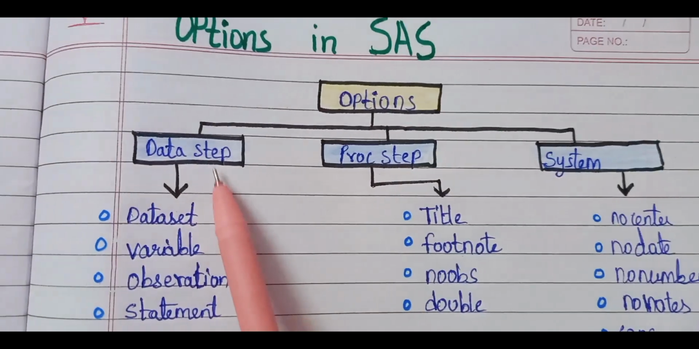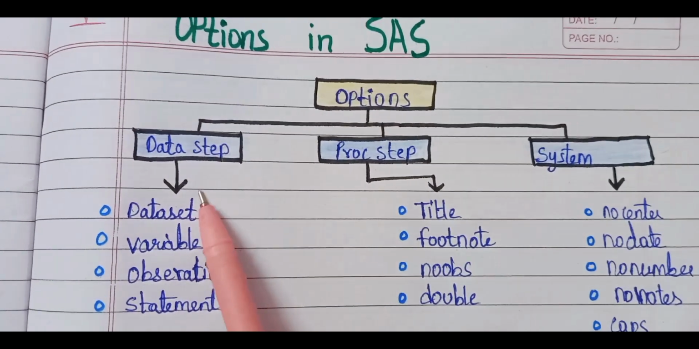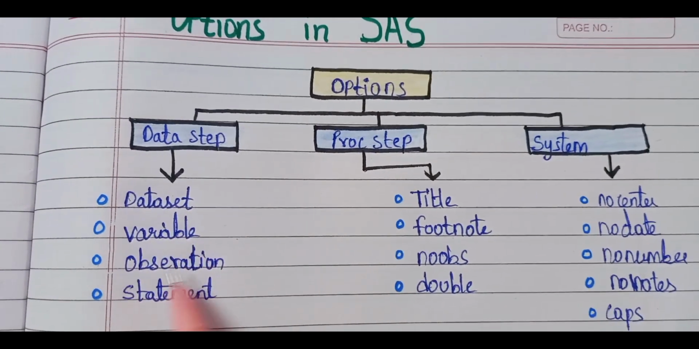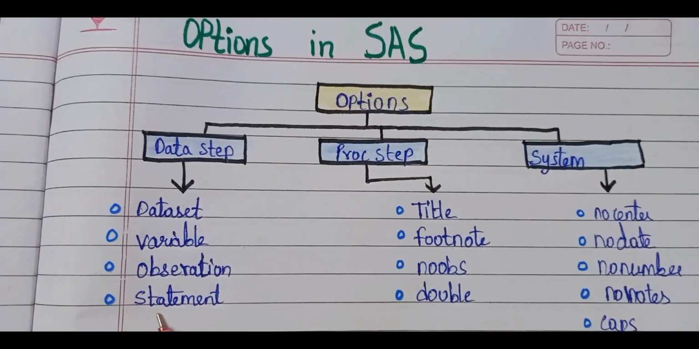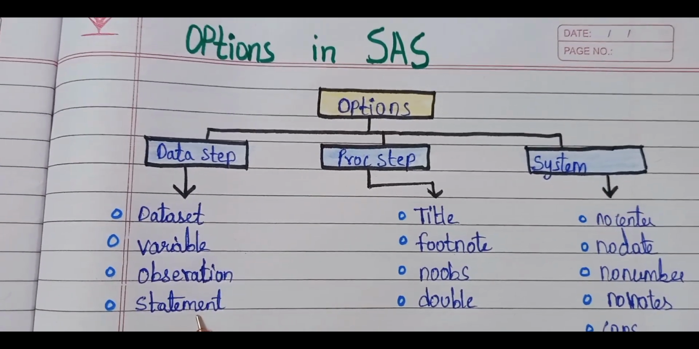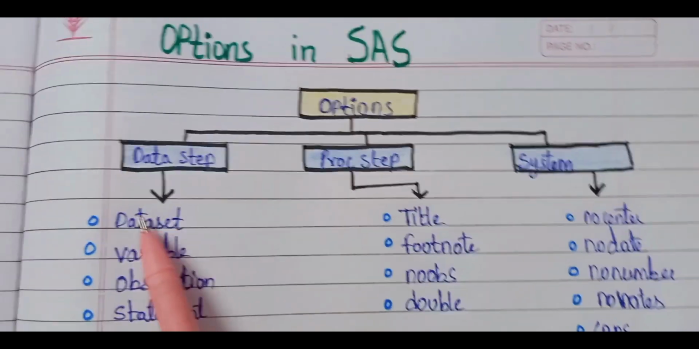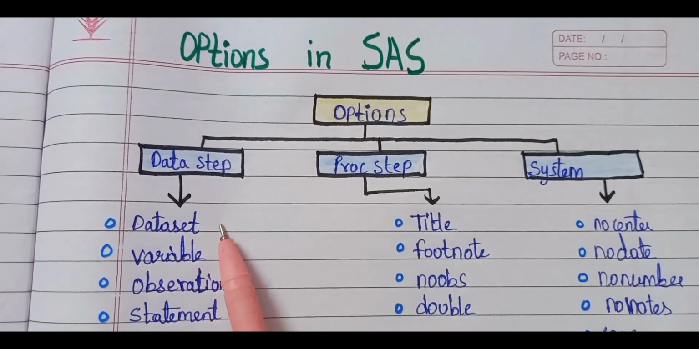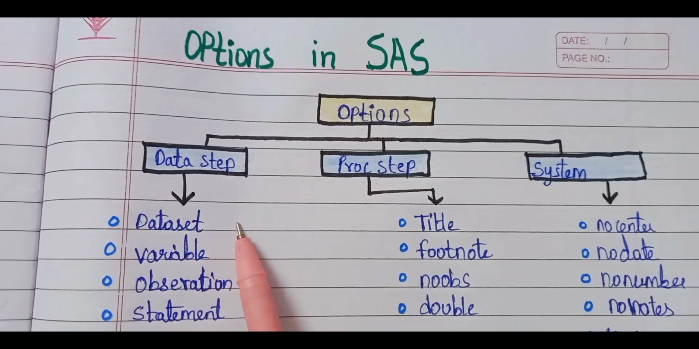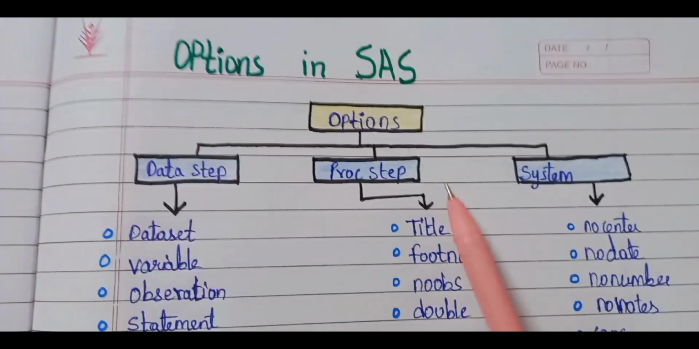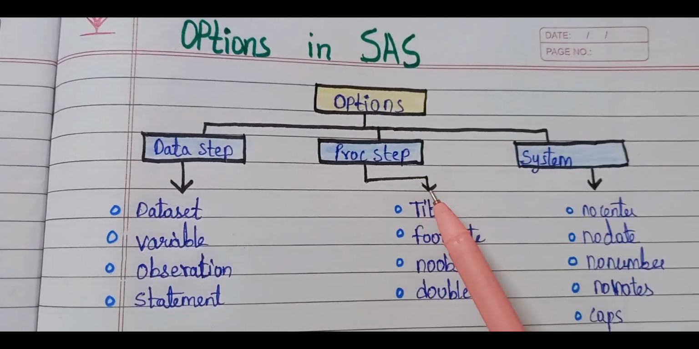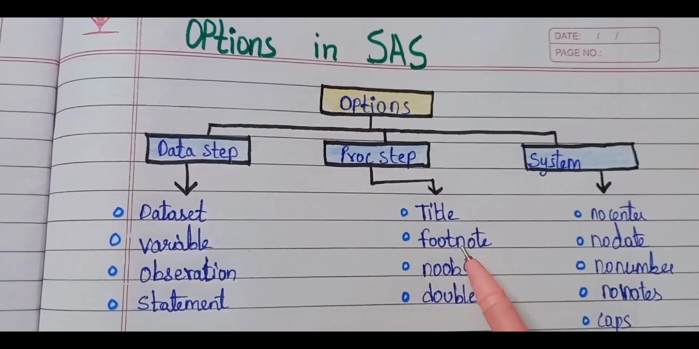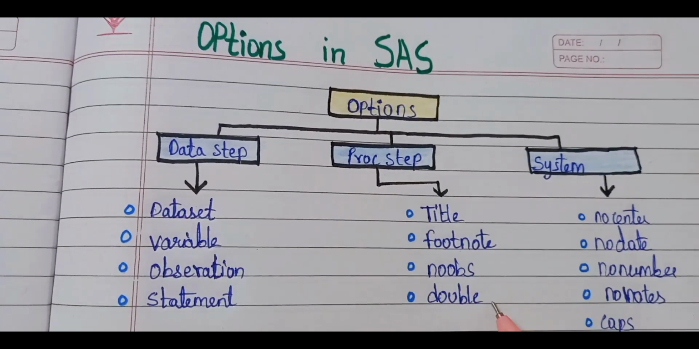Data step options are mainly categorized into 4 options: data set control options, variable control options, observation control options, and statement control options. In data set options we have again 4 options, that is password, compress, replace. I'll explain clearly. Next is proc step options, which has 4 options: title, footnote, no OBS, double.